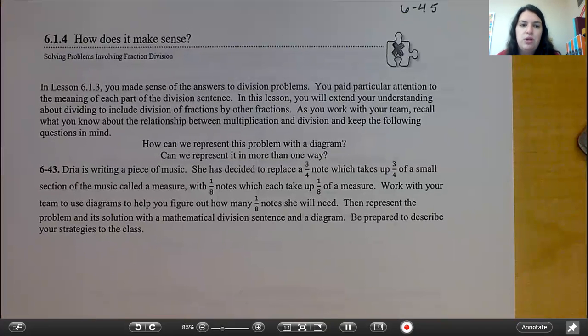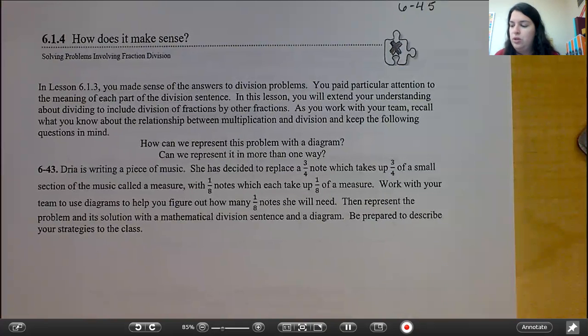In lesson 613, you made sense of answers to division problems. You paid particular attention to the meaning of each part of the division sentence. In this lesson, you will extend your understanding about dividing to include division of fractions by other fractions. As you work with your team, recall what you know about the relationship between multiplication and division and keep the following questions in mind. How can we represent this problem with a diagram? Can we represent it in more than one way?